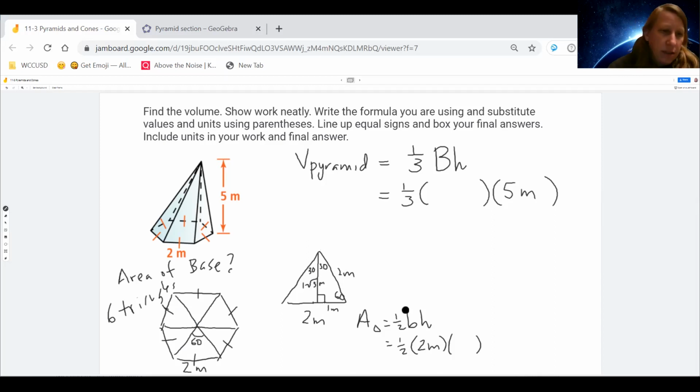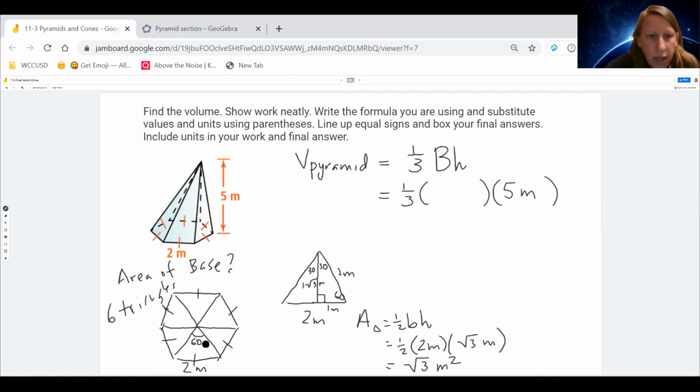Don't know that? You can keep practicing your special right triangle work because that stuff doesn't go away and it shows up in all the most random of problems. So guess what? The area of this triangle is the square root of 3 meters squared.